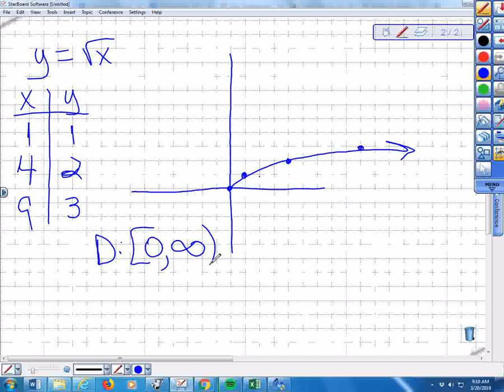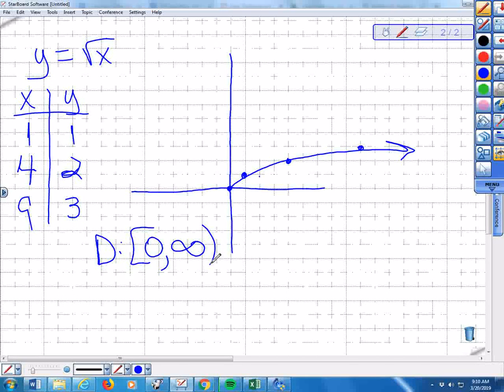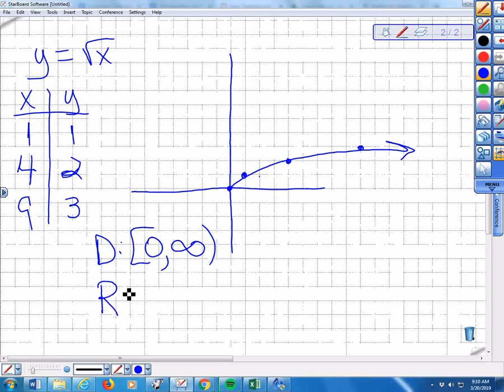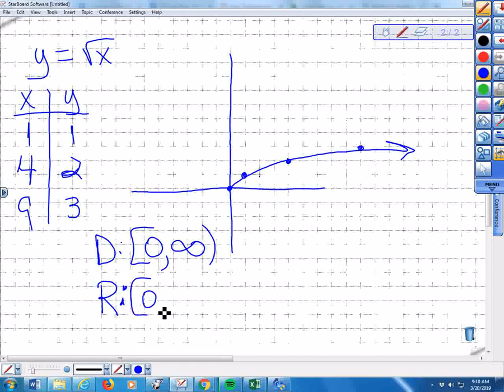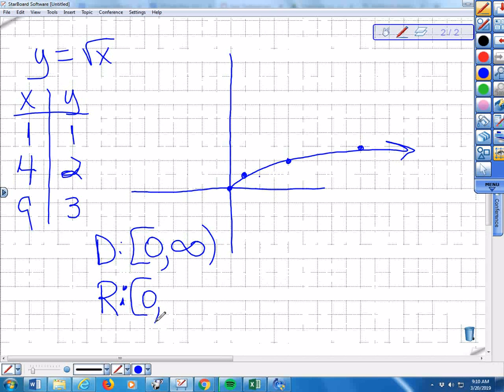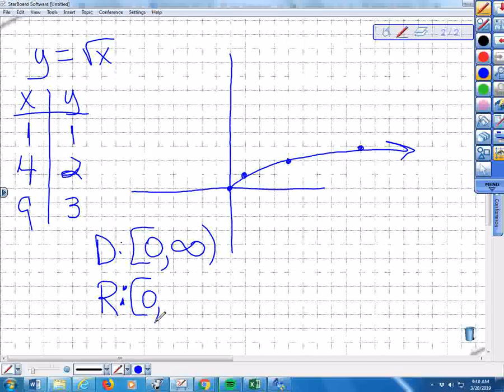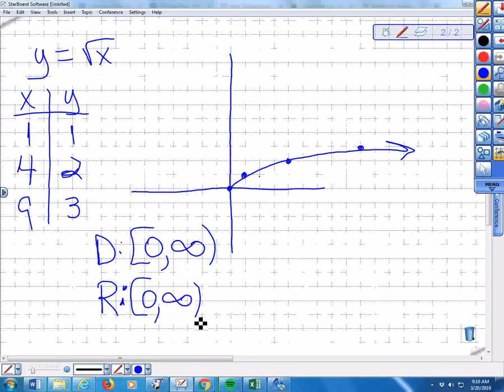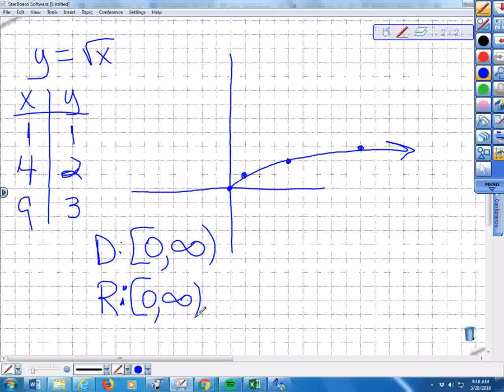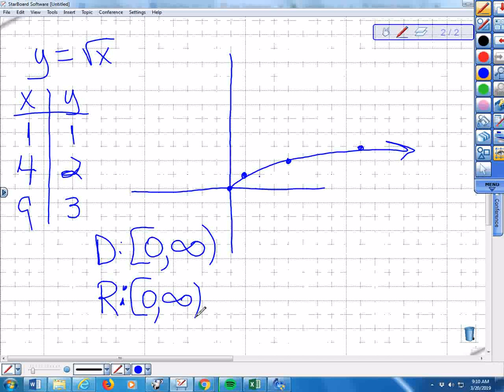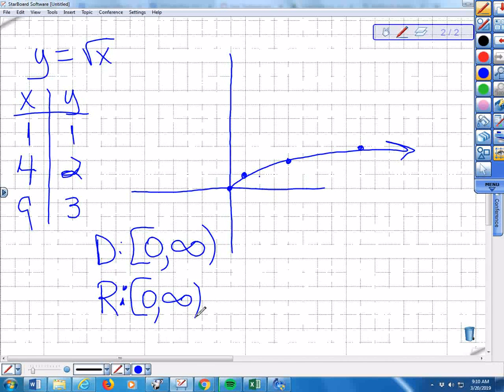What about the range? All possible y values. So we have 0, 1, 2, but it's going to be infinity, because this graph is just going to get bigger and bigger and bigger to infinity. It's going to include all y values all the way up to infinity. Okay, so that's my domain and range of this function.